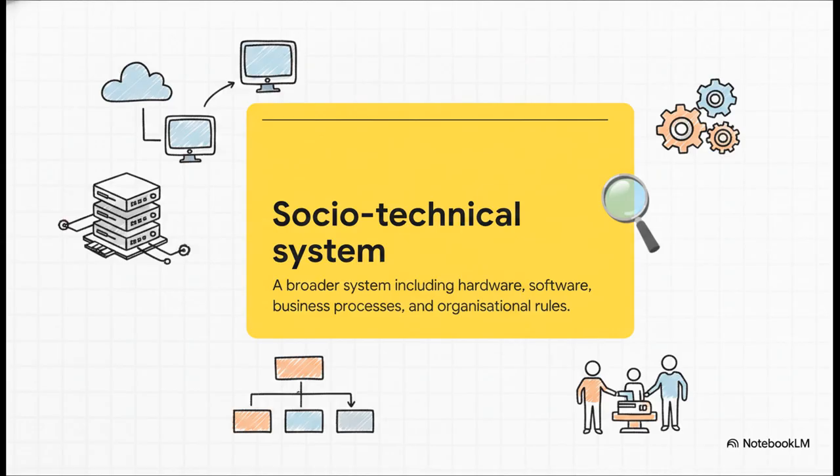But here's where students almost always make a critical mistake. They tend to think legacy systems are just software programs. Actually, they're not. They are what we call socio-technical systems. What does that mean? Well, it's a broader system that includes the hardware, the software, and the libraries, sure, but crucially, it also encompasses the human elements. We're talking about the business processes and the organizational rules wrapped around the technology. You literally cannot separate the technical from the social here.